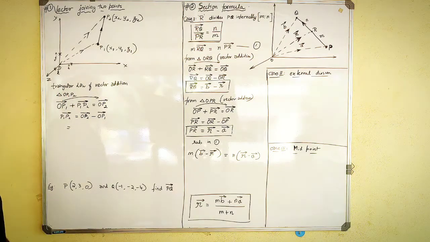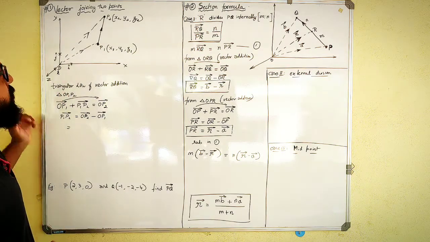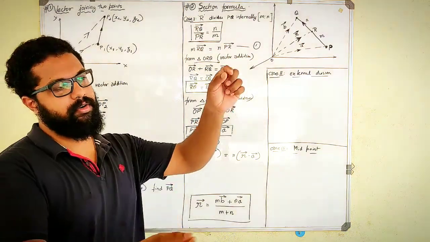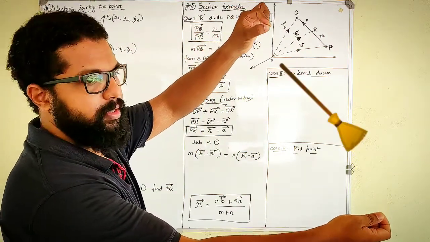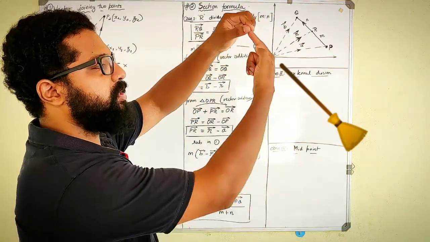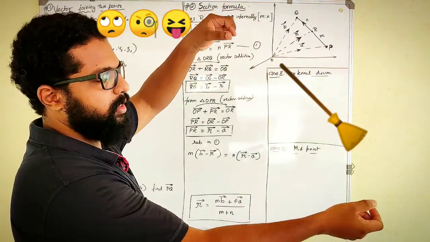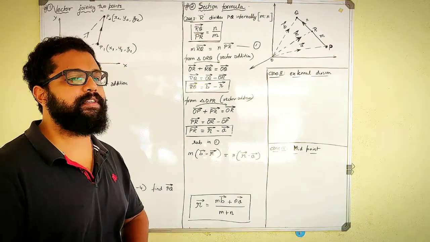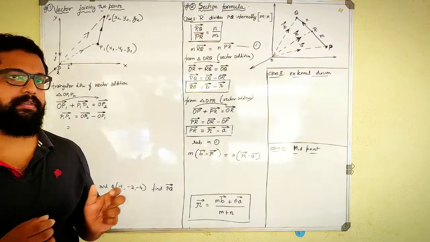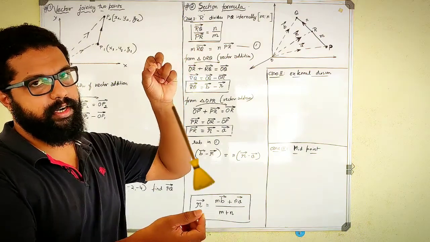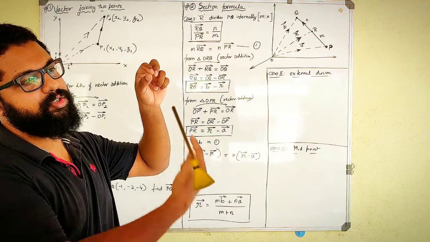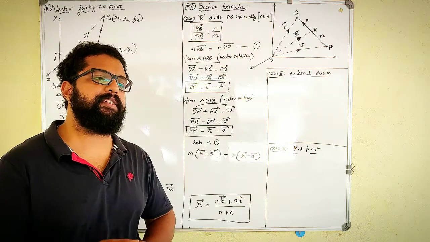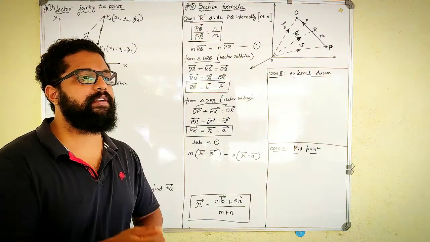So the first topic we are going to study is the vector joining 2 points. Take any 2 points in the 3-dimensional coordinate system. A line is imagined to join these 2 points, and that line will have a direction also. So any random 2 points in the 3-dimensional system have an imaginary line joining them, which has direction, which means there is a vector joining 2 points.